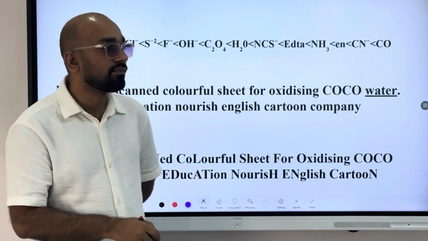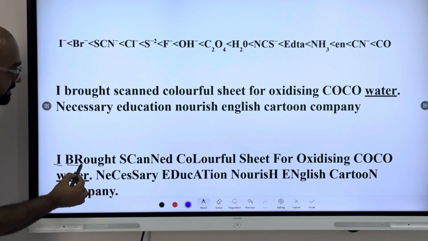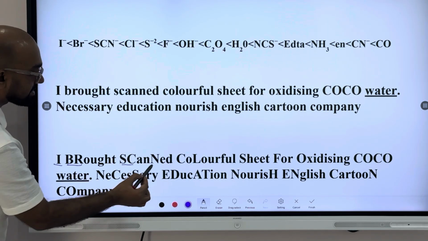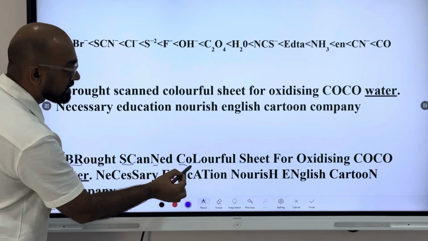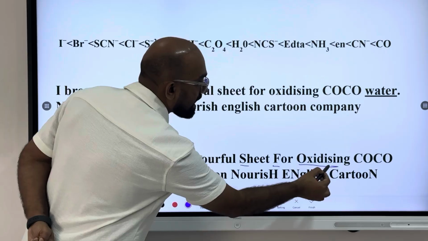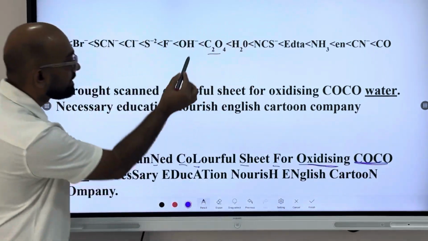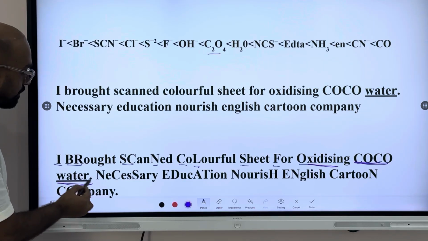Now how is it connected with the list? Okay, let us have a look. See, you can see iodine, you can see bromine, you can see SCN, thiocyanate, you can see Cl, you can see sulfur, fluorine, hydroxide, C2O4, you can see C2O4. Then you can see water.